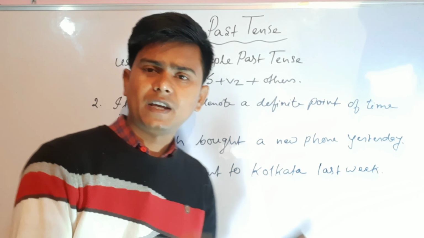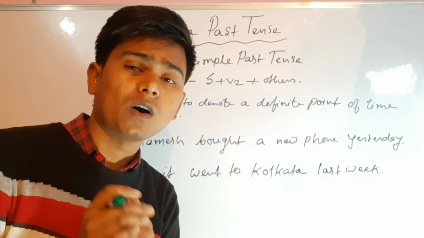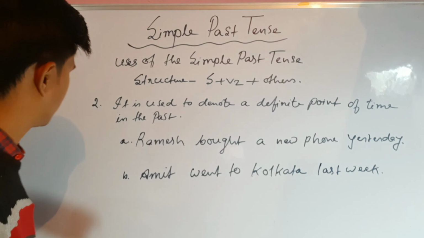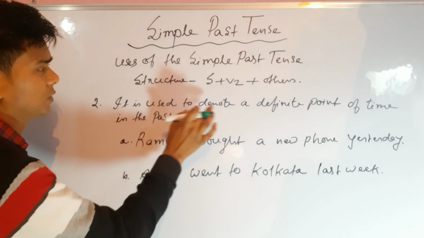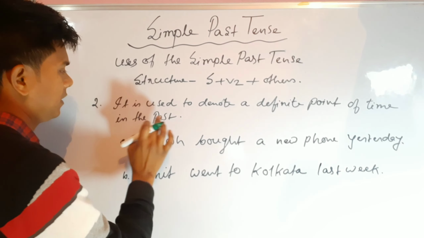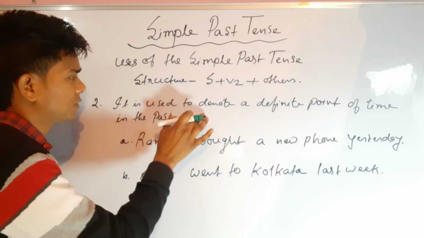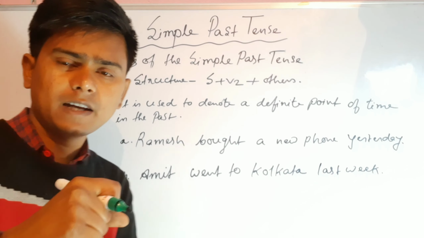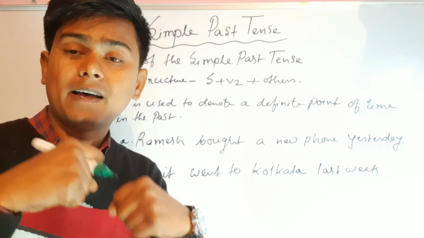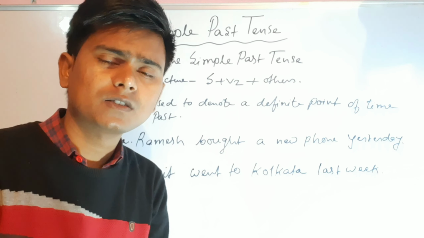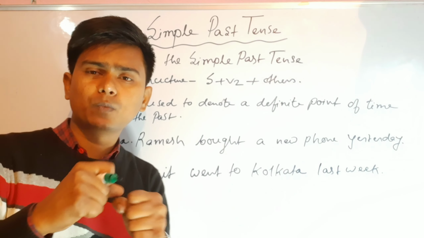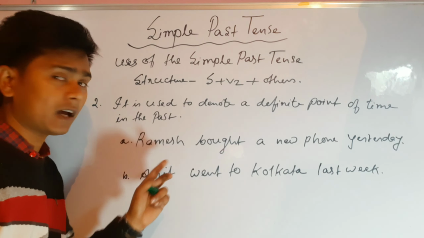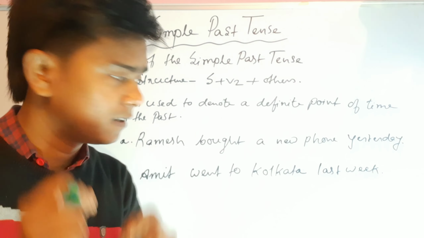Okay friends, here I am with the second use of simple past tense. Let's see what is written there. Please keep watching. It is used to denote a definite point of time in the past, okay? And in this we normally use adverbials so that we can denote the definite point of time very exactly. Look at the examples which will help you to understand this better.